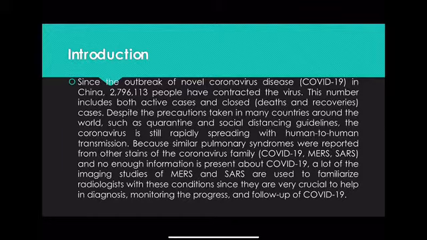Because similar pulmonary syndromes were reported from other strains of the coronavirus family, which include COVID 19, MERS, and SARS, and not enough information is present about COVID 19, a lot of the imaging studies of MERS and SARS are used to familiarize the radiologists with the conditions since they are very crucial to help in diagnosis, monitoring the progress, and the follow up of COVID 19.